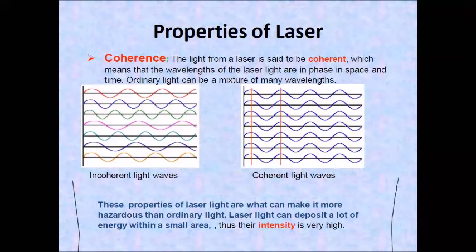Basically, due to these properties, lasers are very important. It is used in various fields. It can be hazardous also because it produces highly intense light. How? Because it deposits a huge amount of energy within a small area. If we take a 1 watt laser, the intensity of its light will be equal to the intensity of a 100 watt normal bulb. So we can produce highly intense light from the laser. These are very important properties of laser.